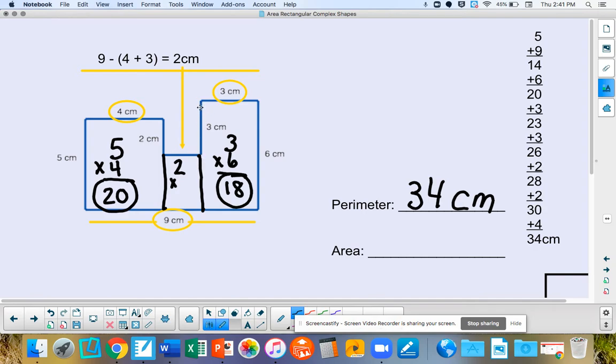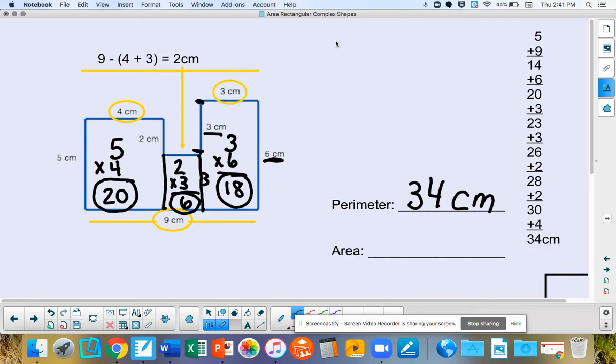If I look right here, this portion of the line from here to here is 3 centimeters. If the whole line is 6 centimeters, all we have to do is find the difference of what's missing. 6 minus 3 is 3 centimeters. So that missing line is 3 centimeters long, and now we can actually find the area of that space.